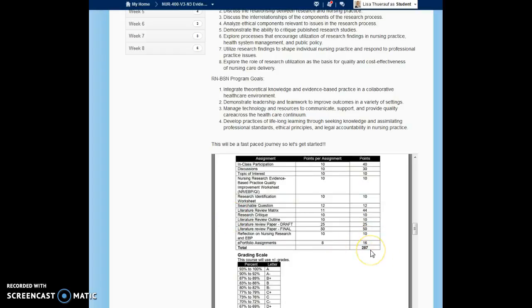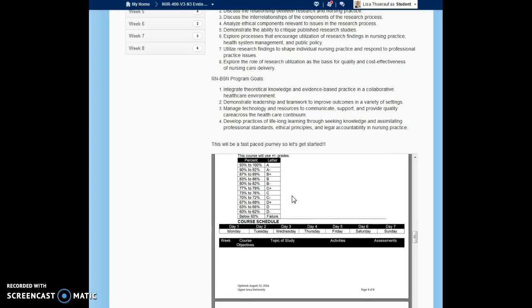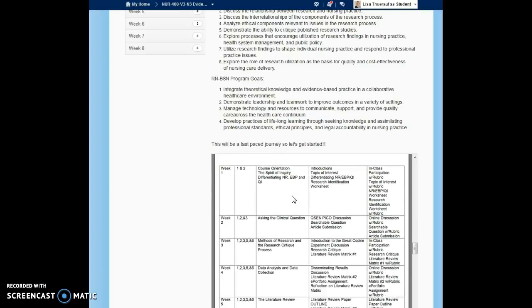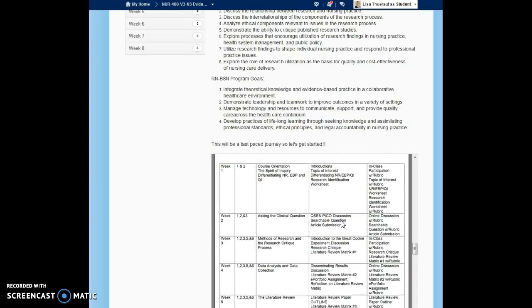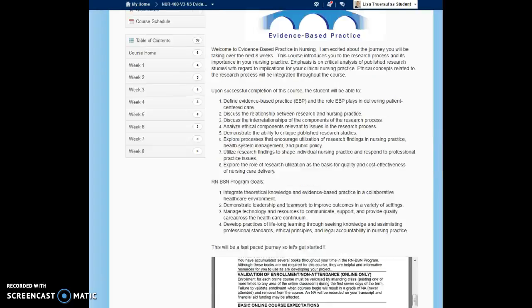The course is worth 287 points. You'll notice that there's quite a few assignments. However, these assignments build on each other. So you're not going to just do them once and then that's it. You're going to do them and use that information to go to the next assignment, to the next assignment, to the next assignment. So I will go over all of those assignments with you. Here's the course schedule, kind of telling you what we're doing. So you will have that.